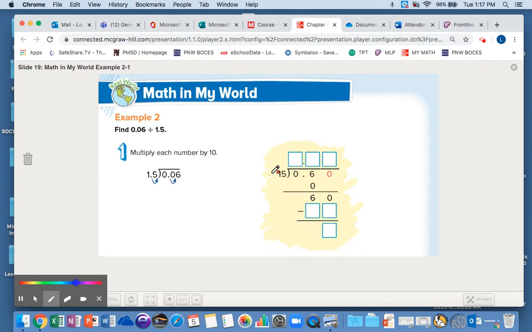Okay, so here they're doing 6/100 divided by 1 and 5/10. So they're moving the decimal and moving the decimal. That's because you need to have a whole number over here. So they moved the decimal to the end, and they moved the decimal here. So it was 6/10. Okay, so they took out this 0.